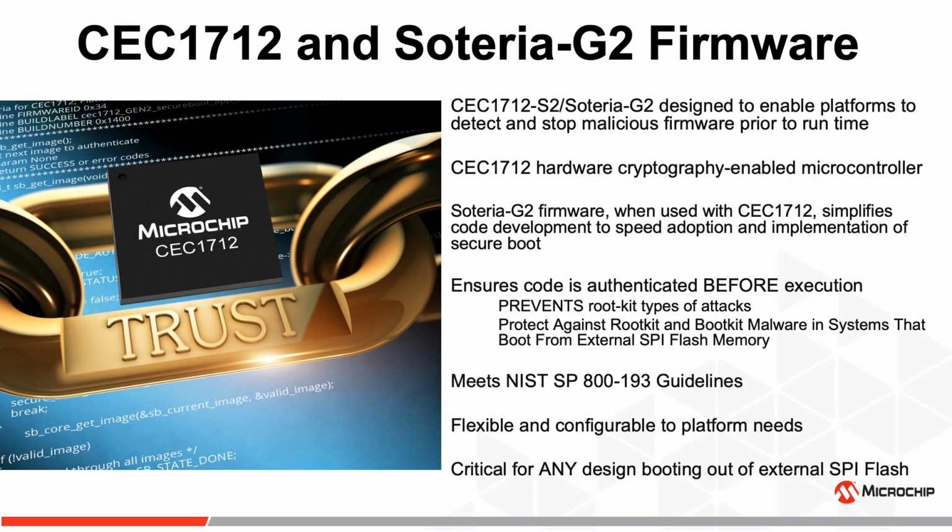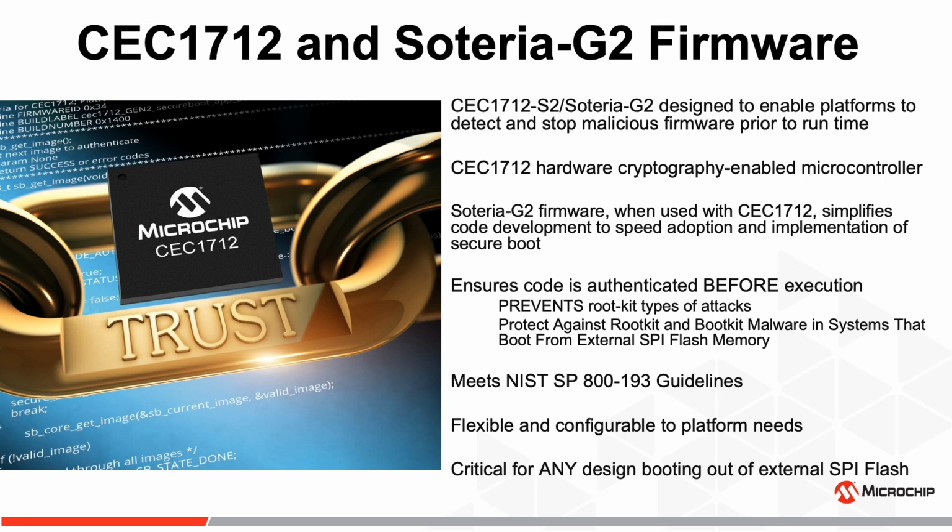There's several ways to implement the NIST Special Publication 800-193. Microchip actually has several examples of how you can utilize these guidelines in a scenario and make it very simple and easy to design with. One particular example, just to walk you through how you would actually do this protect, detect, and recover, is Microchip's CEC 1712 with the Soteria G2 firmware.